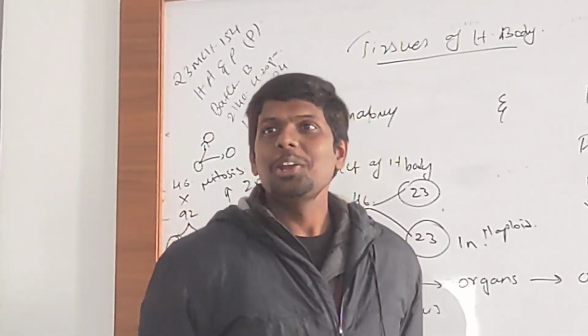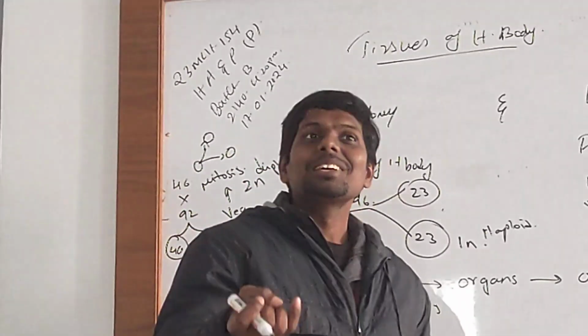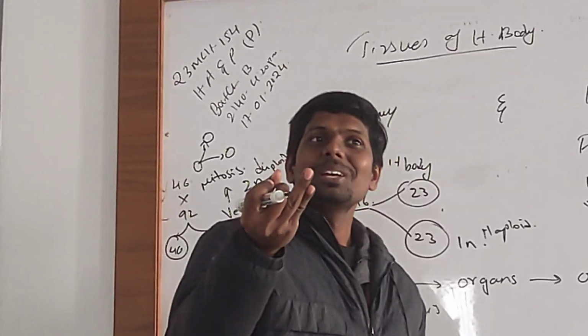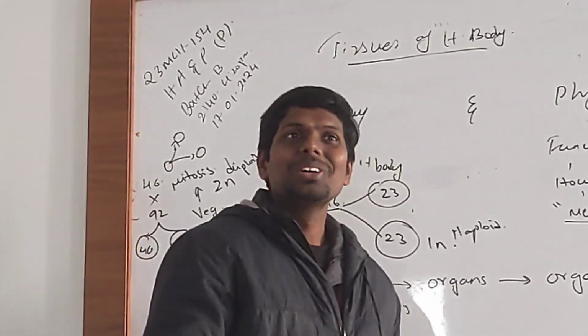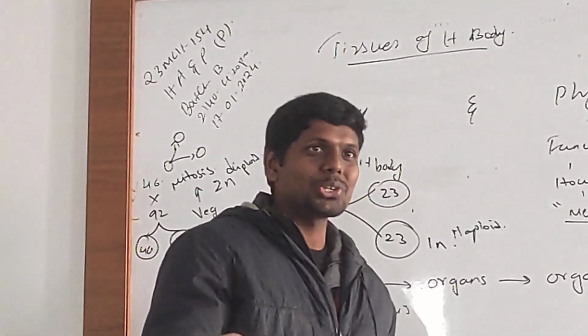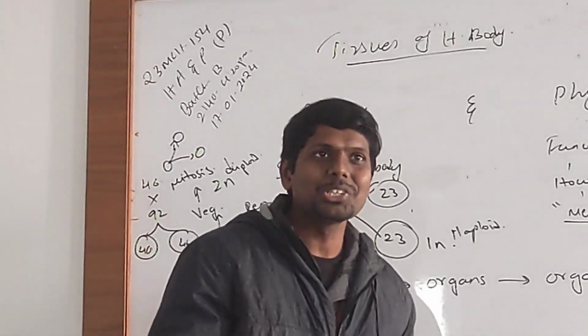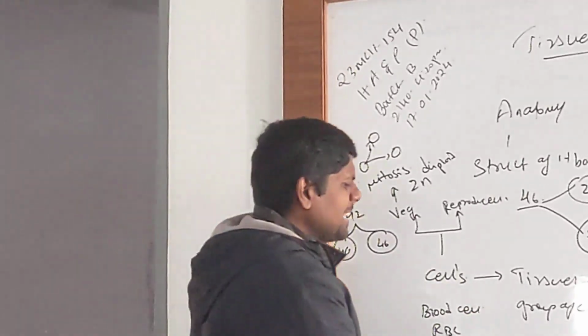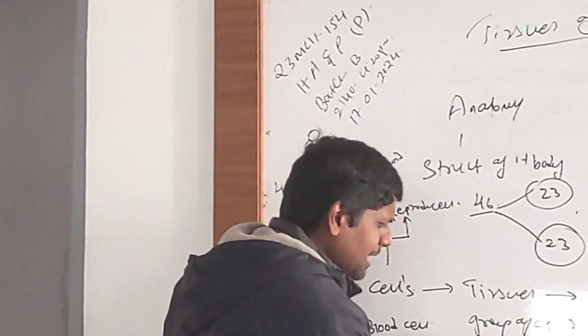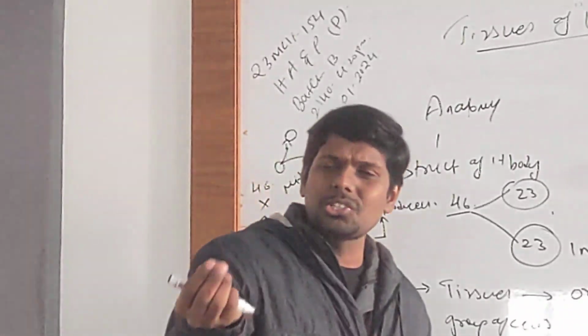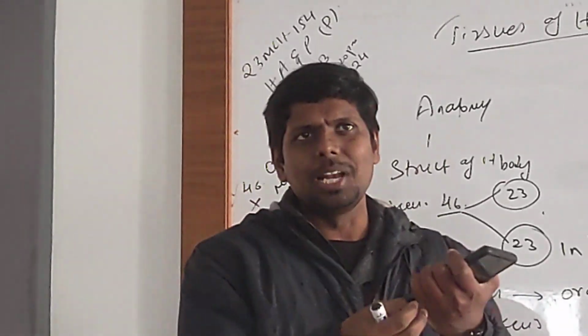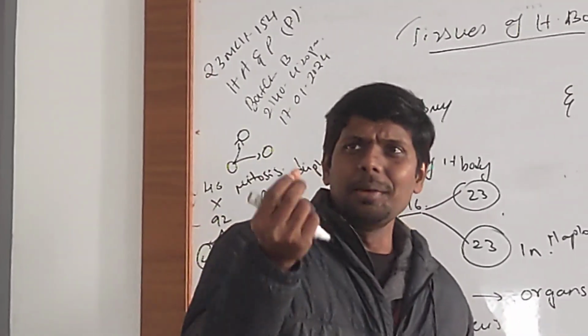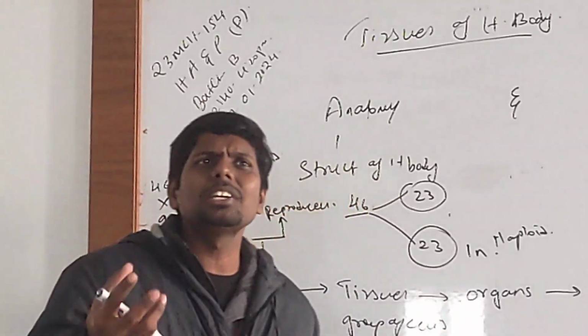Yes. Nervous tissue, connective tissue, epithelial tissue, columnar, skeletal tissue. Okay, so these are tissues. Now tell me one thing, students. Can I say blood is a tissue? By the way, they are saying blood is a tissue. A tissue should be something like this. Can blood be a tissue?